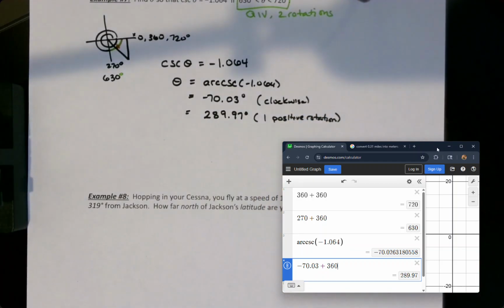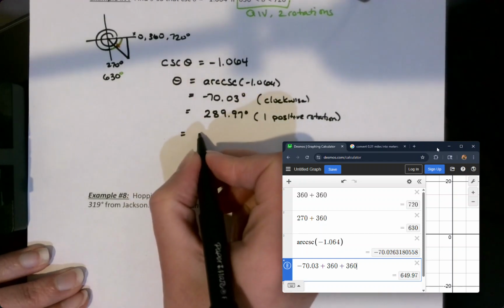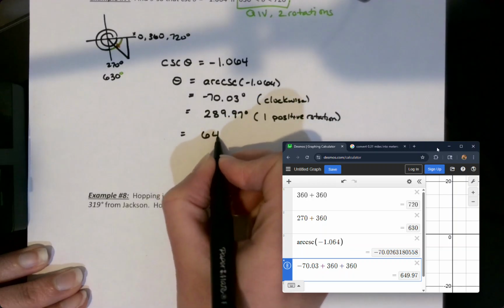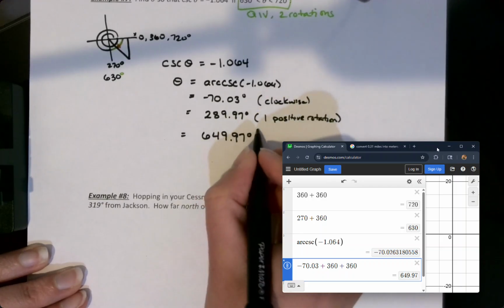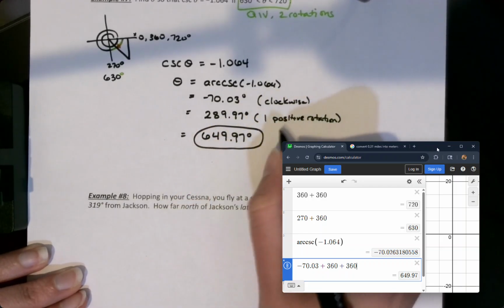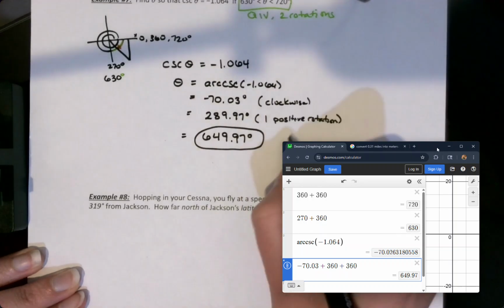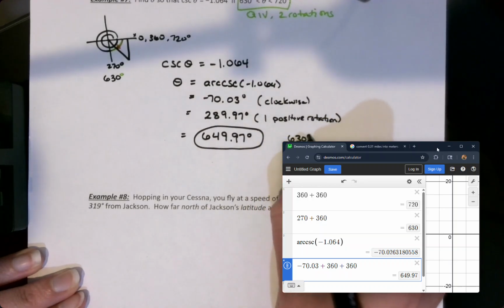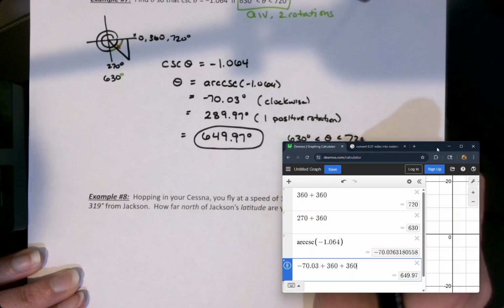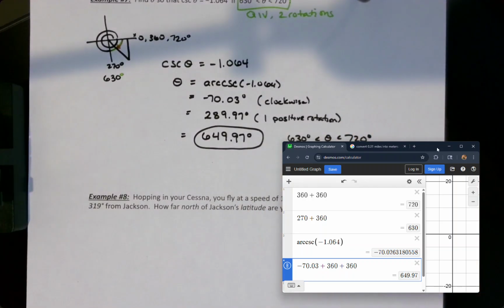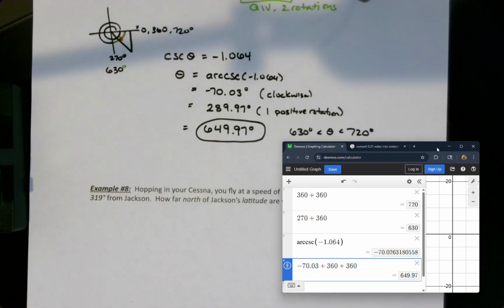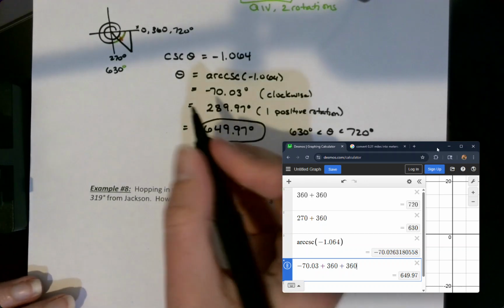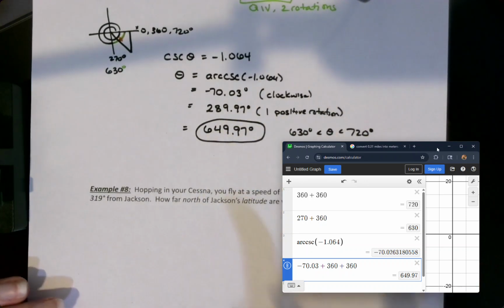And we need 2 rotations, so we're going to add in another 360. So this is now 649.97 degrees. And that is going to be my answer because it is in between 630 and 720, and that's what was needed. So it's 2 positive rotations, had to add 360 twice to get it to be an angle of the correct size.